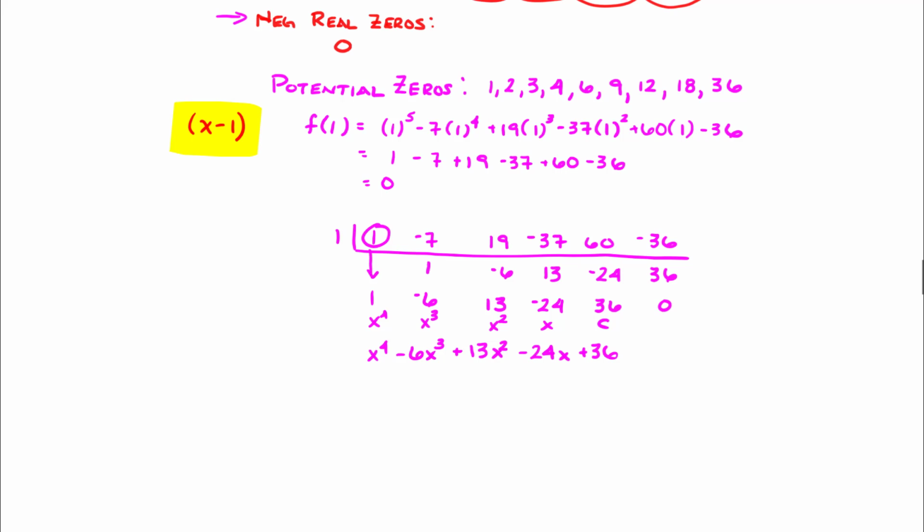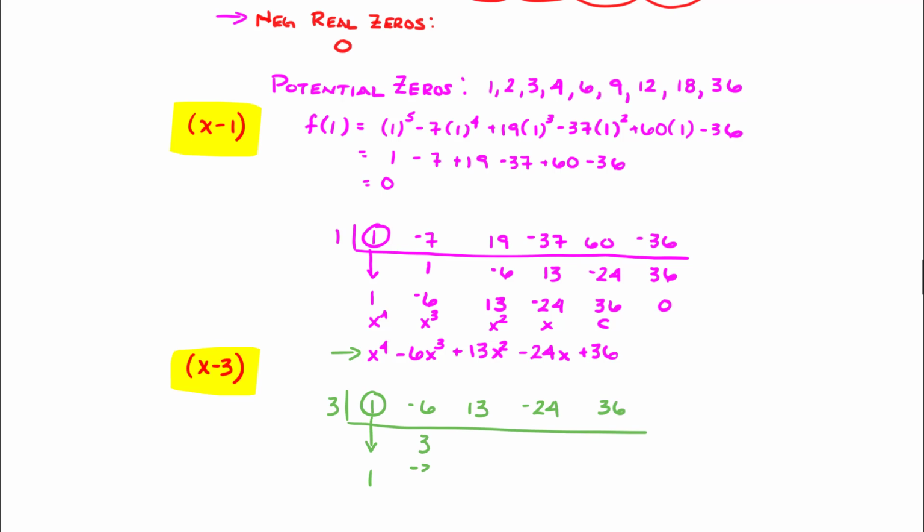So what that tells us then is that x minus 3 is another factor of this polynomial, and we're going to depress it even further. So we're going to do the synthetic division, except this time we're using the coefficients from our depressed equation. So we have 1, -6, 13, -24, and 36. Bring the 1 down. 3 times 1 is 3. 3 times -3 is -9. 3 times 4 is 12. 3 times -12 is -36, and we get a remainder of 0.